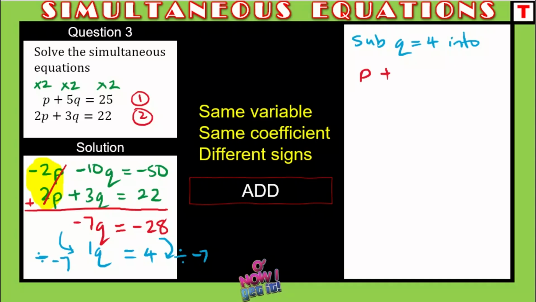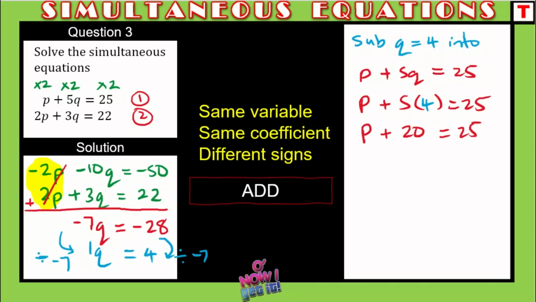So p plus 5q is equal to 25. And anywhere that I see q, I am going to open a bracket and put 4 on the inside. So p plus 5, q comes next, therefore I open a bracket, I put my 4 on the inside, and then equals 25. p plus 5 multiplied by 4 is going to give us 20, is equal to 25.